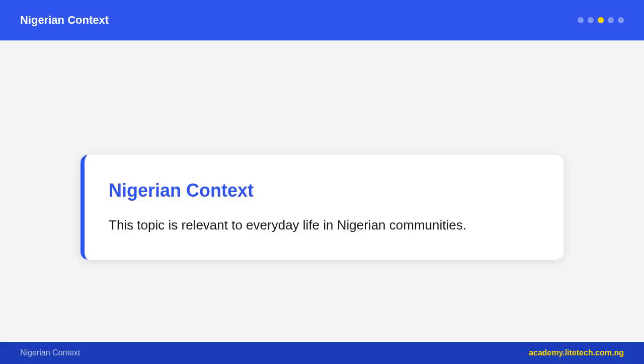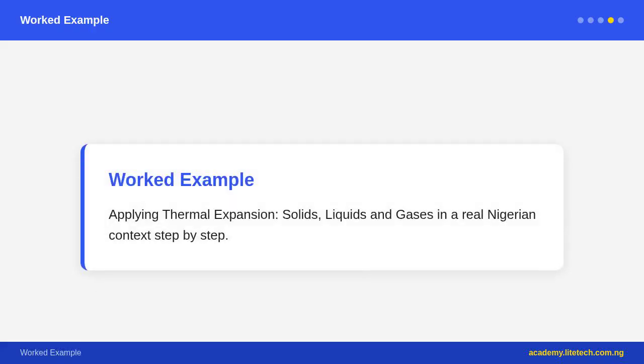For liquids, we use the coefficient of apparent expansion when measuring in a container, because the container itself also expands. The real expansion equals the apparent expansion plus the expansion of the container. An important exception is water. Most substances contract when cooled and expand when heated. But water between 0 and 4 degrees Celsius actually expands as it cools from 4 to 0 degrees Celsius.